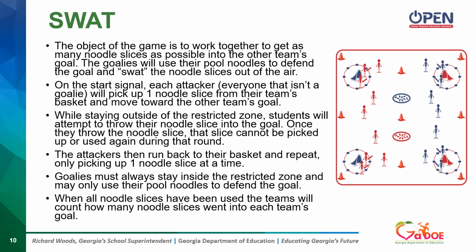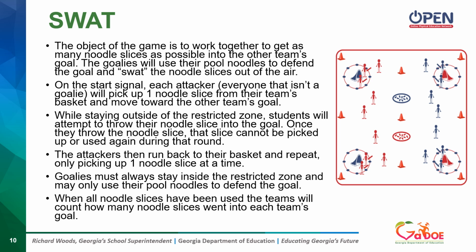As you can see from the setup, there are 4 different goals used with a perimeter around them using cones for the goalies to remain in. Then in the center of the gym are 2 different hoops that contain noodle pieces. On the start signal, each attacker, everyone that isn't a goalie, will pick up 1 noodle slice from their team's basket and move it to the other team's goal.